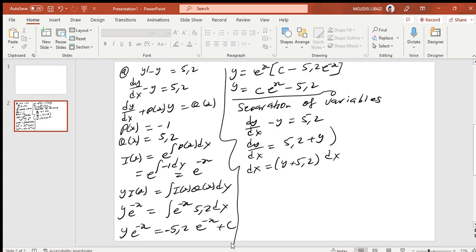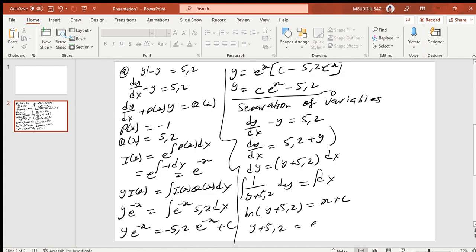Then to separate the variables, we divide both sides by y plus 5.2, so we have dy over y plus 5.2, which is going to be dx. Integrating both sides, we get the natural logarithm of y plus 5.2 equal to x plus c. Taking the exponential to the other side, we get y plus 5.2 equal to e raised to x plus c.